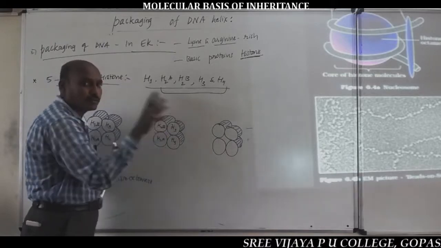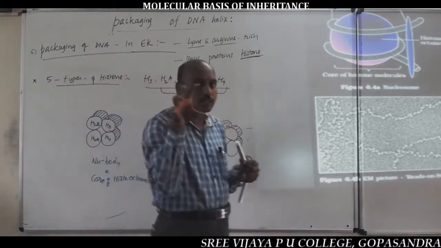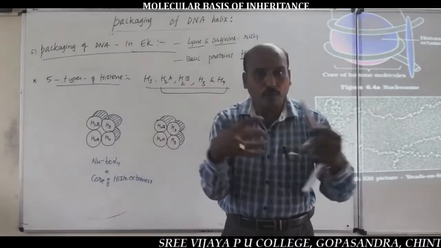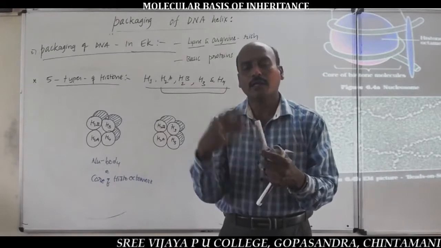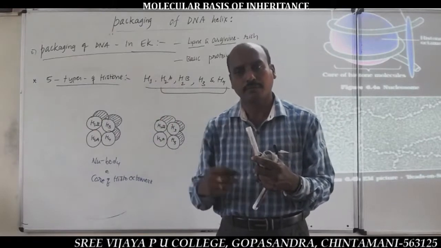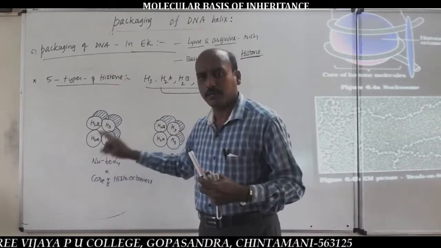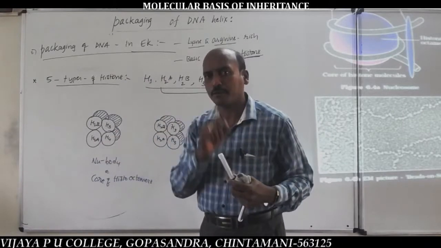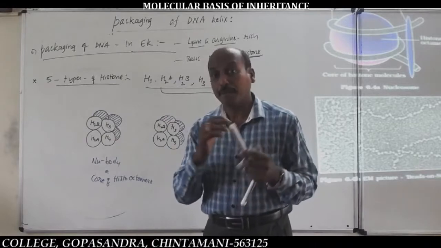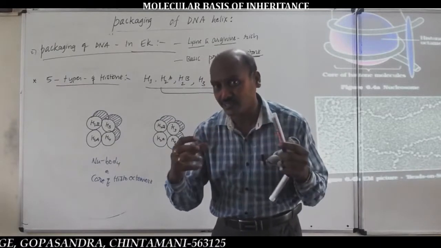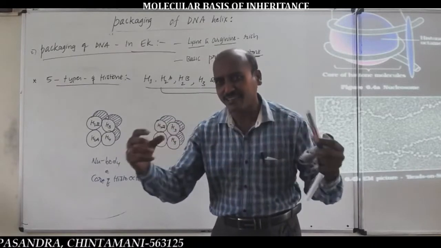So 4 into 2, 8. All 8 histone proteins grouped together to form a histone octamer, the core of the histone octamer or nucleosome core. But very important, the positively charged ends are directed outside.